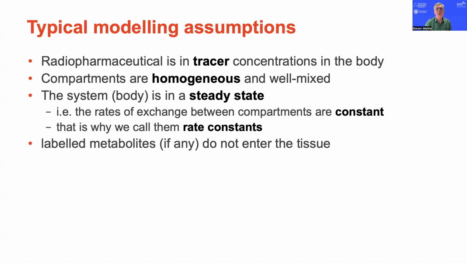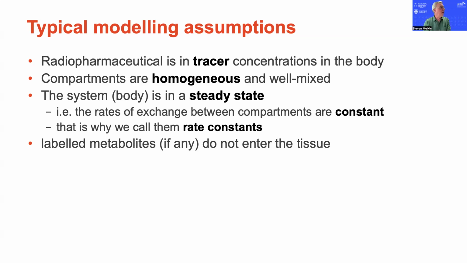The third is that we assume the system itself, the body or the physiological system that we're studying, is in a steady state. So that means the chemical reactions and the physiological processes and end products are not changing over time. They've reached some steady state. That doesn't refer to the tracer, of course. The tracer is changing in concentration all the time, but the underlying physiological system is remaining in a steady state.